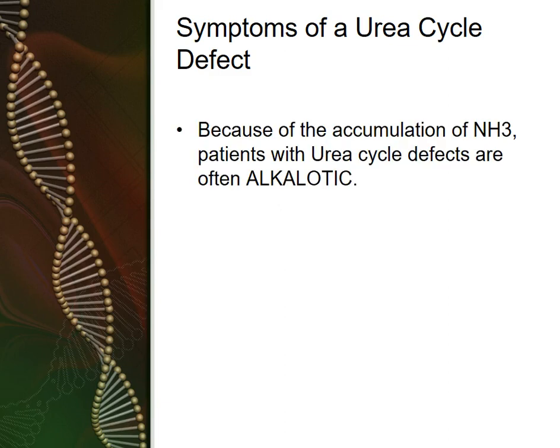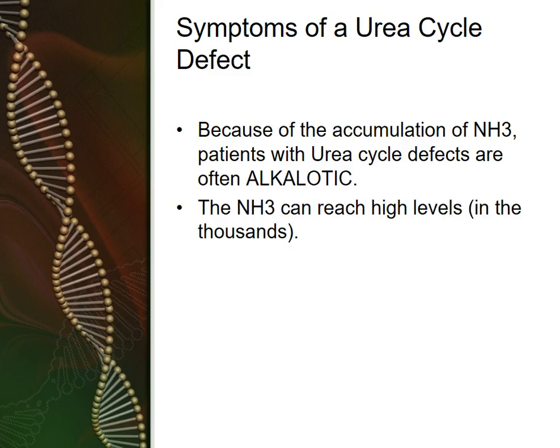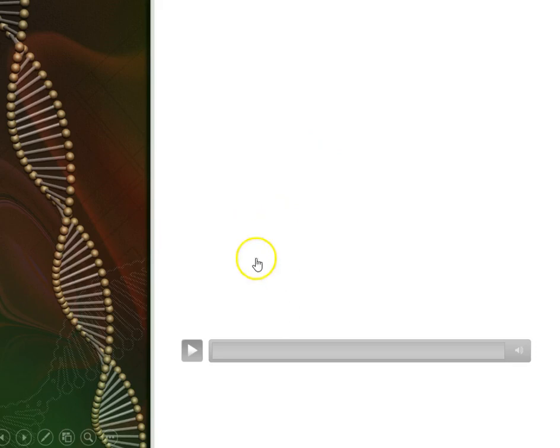So symptoms of urea cycle defects: because of the accumulation of ammonia, patients with urea cycle defects are often alkalotic. As we've talked about, a lot of the inborn errors, organic acidemias, have acidosis. The ammonia can reach very high levels, to thousands. So here we have another video to go through some of the more details of the urea cycle.